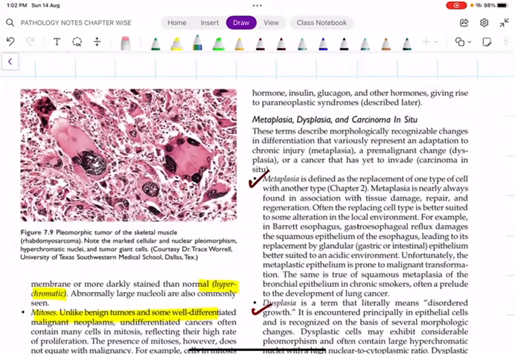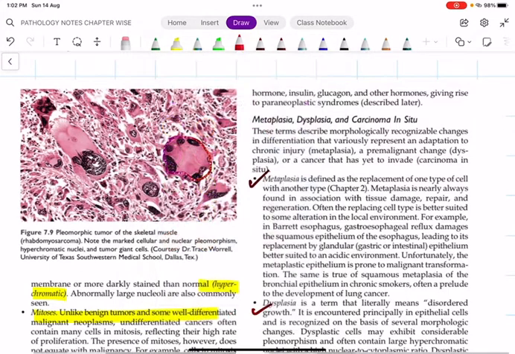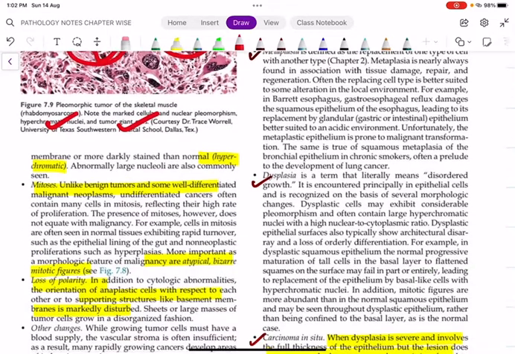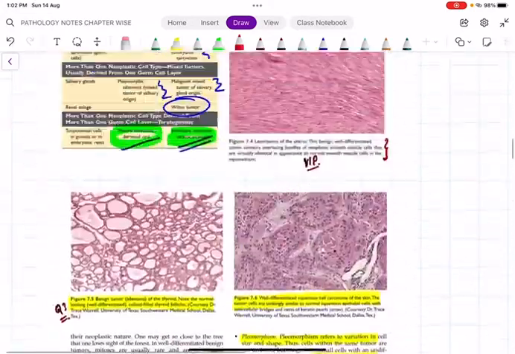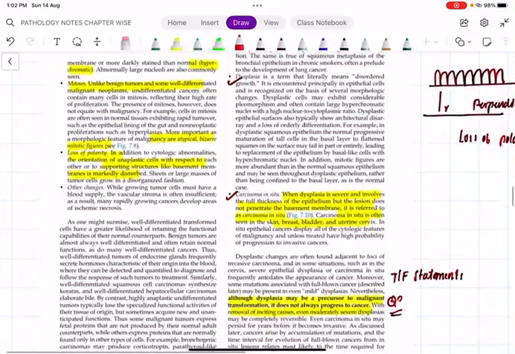Here again, this is a pleomorphic tumor. You can see this is the rhabdomyosarcoma, children. You can see the pleomorphism, hyperchromatic nuclei, and tumor giant cells. What you are seeing here are all tumor giant cells. Mitosis is the most important feature of malignancy. Lack of differentiation, all these are features of malignancy.